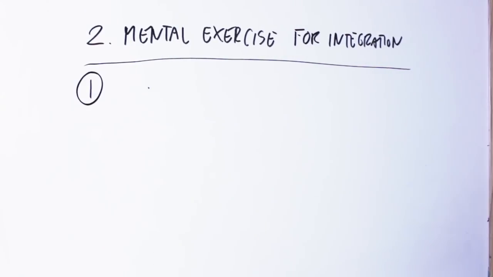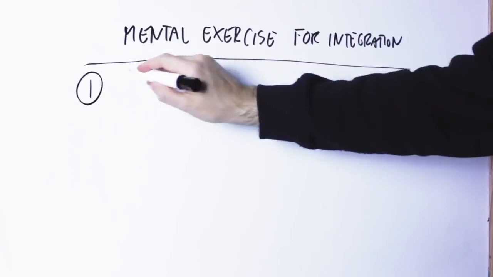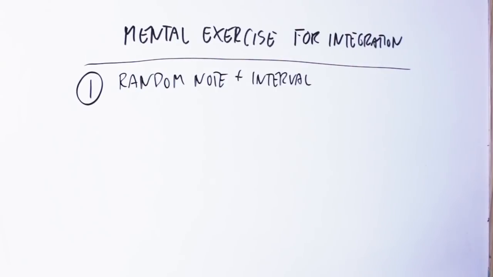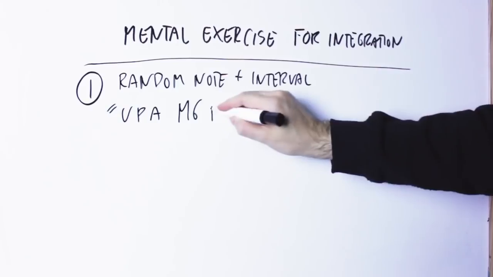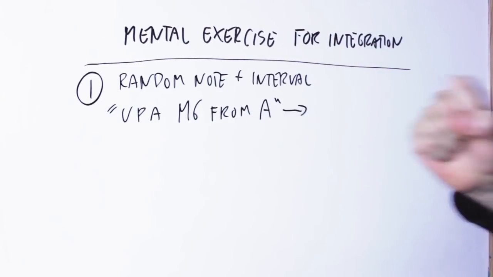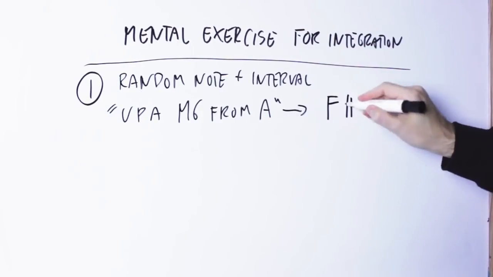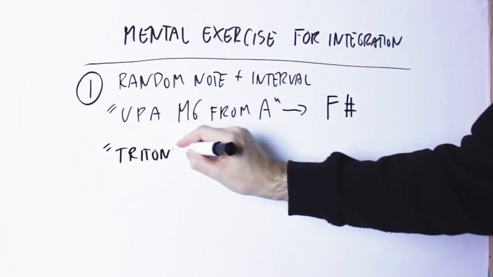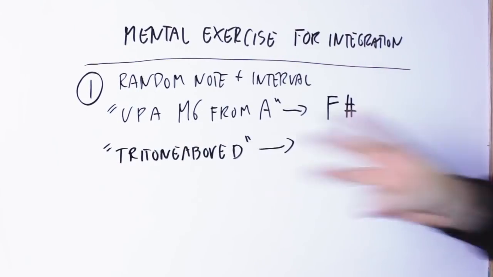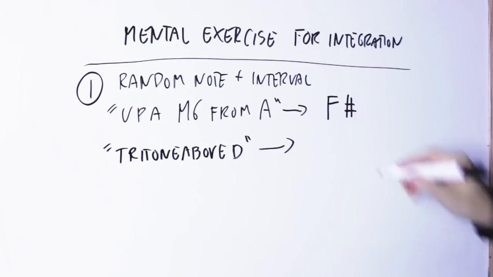Exercise number 1. Think of a random interval and a random note. Say, major sixth, from the A note. What is the note a major sixth up from the A note? 3, 2, 1. It's an F sharp. What is the note a tritone above a D note? 3, 2, 1. It's an A flat.